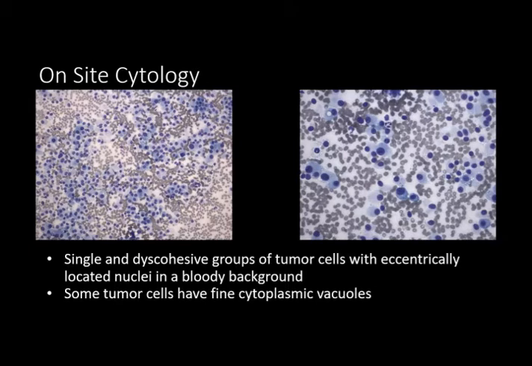Cyst fluid aspiration alone provides a less cellular sample and is characterized by low CEA levels with cystic neuroendocrine tumors, which in isolation typically suggest a non-mucinous cyst without malignant potential. In cytology, discohesive groups of tumor cells with eccentrically located nuclei indicative of a cystic neuroendocrine tumor are seen. Some tumor cells have fine cytoplasmic vacuoles.